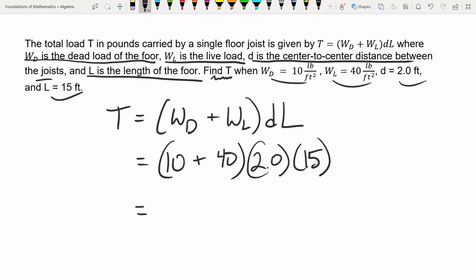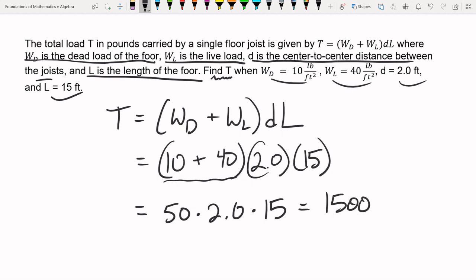All right. We do parentheses first. The only thing inside there that we can do is 10 plus 40, which is 50. And I can really just drop the parentheses. I don't need to write them out. They don't quite mean anything at this point since they're just numbers inside of them. And now we do multiplication left to right. 50 times 2 is 100. 100 times 15 is 1500. And that is in pounds.